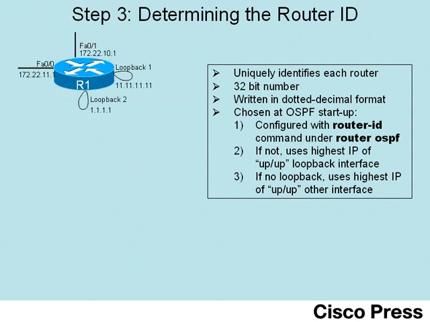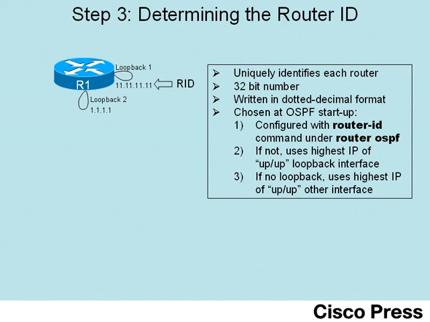To show some examples, we'll look at routers R1, R2, and R3 in this lab. None of these routers have the router ID configured, so they'll start at step 2, looking for loopback interfaces. R1 has 2 loopback interfaces, so it will immediately ignore the other interfaces. Looking at both of those, they're both up, and loopback 1 has the higher IP address of 11.11.11.11.